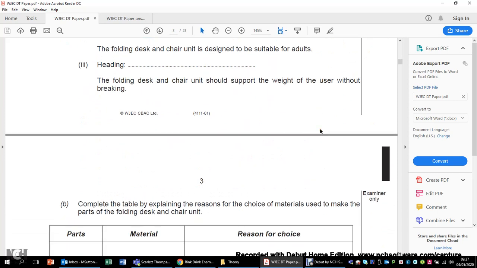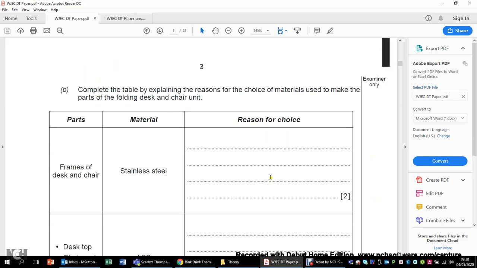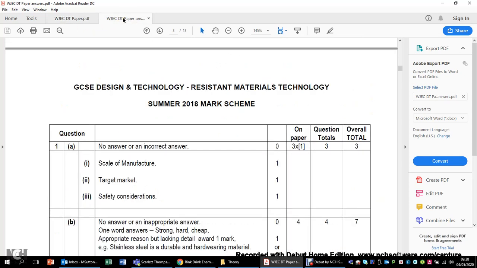So nice and straightforward. B, complete the table by explaining the reasons for the choice of materials used to make the parts of the folding desk and chair. Now, I've already discussed both of these, so these should come as no surprise to you. Stainless steel. Now, let's have a look at the mark scheme and what they describe on this one, because this is where you're going to have to mark your own.